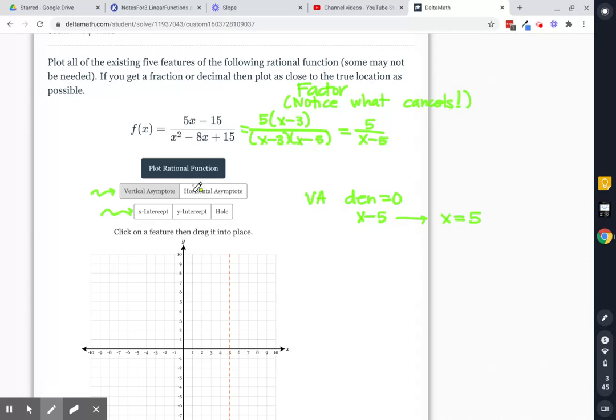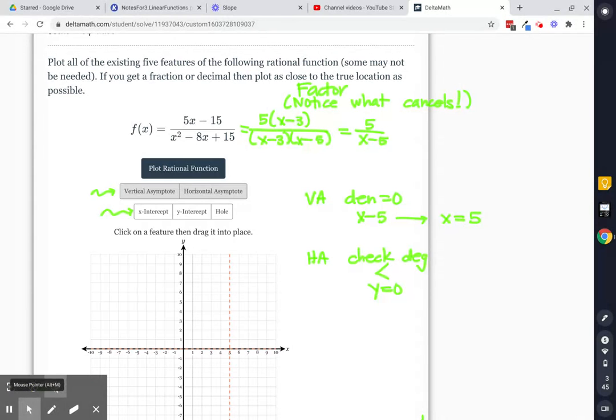Horizontal asymptote. My horizontal asymptote comes from checking the degree. My degree of my numerator is smaller than the degree of my denominator. So then my horizontal asymptote, because it's less than, is at y equals 0, which is also the axis.